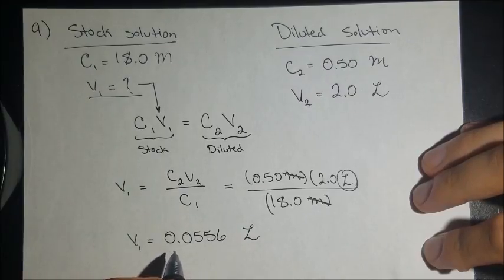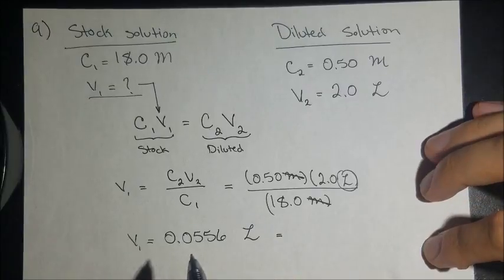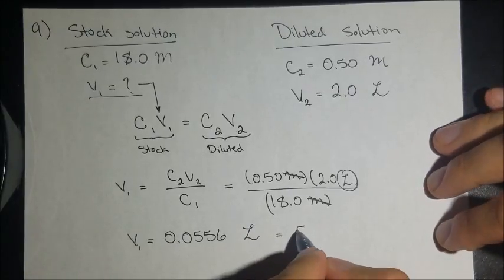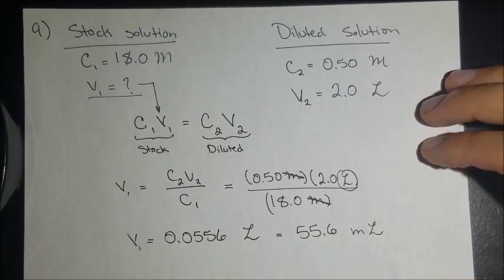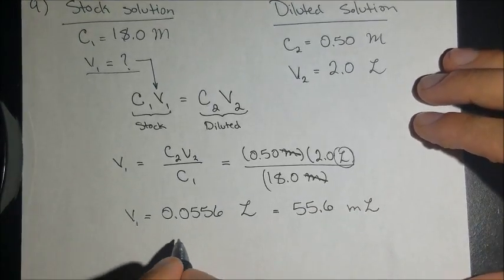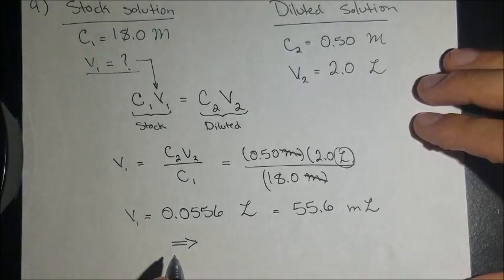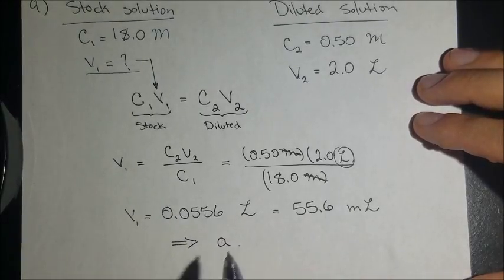And then the last thing to do, of course, is to take this and convert it into milliliters. So this is just going to be 55.6 milliliters. And that is going to correspond to A. So A is the correct answer for number 9.